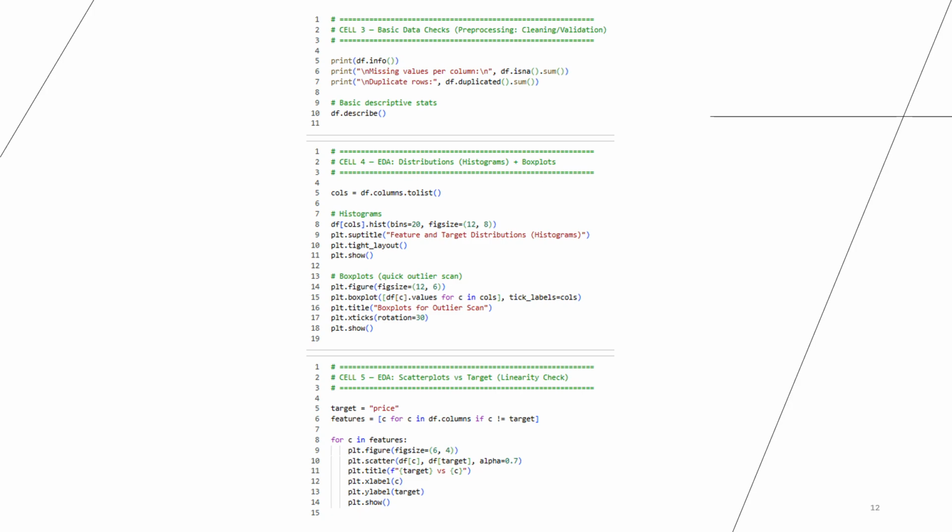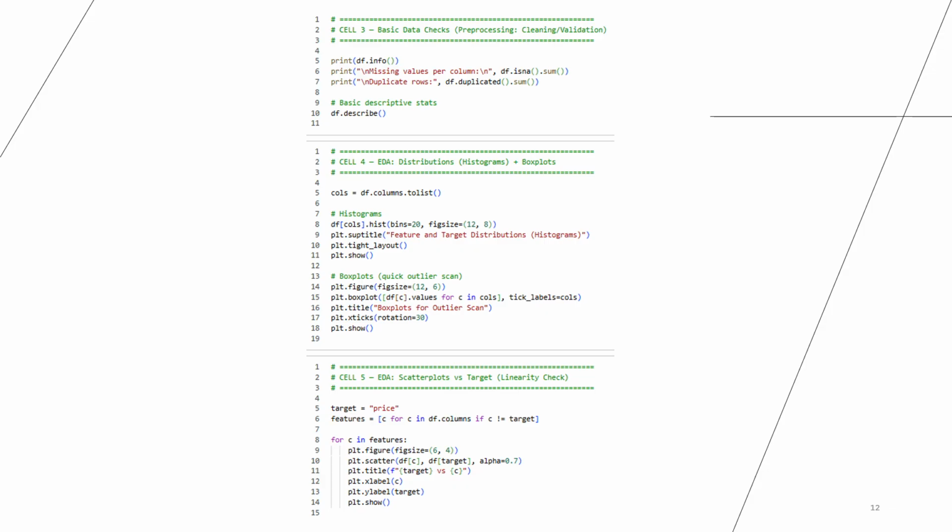Finally, we perform another important exploratory step by examining the relationship between each feature and the target variable. In this dataset, the target variable we want to predict is price. We create a list of all the other columns and treat them as input features. Then, for each feature, we generate a scatter plot comparing that feature with the target variable. Scatter plots are extremely useful for regression problems because they allow us to visually inspect whether a relationship exists between the predictor and the outcome.